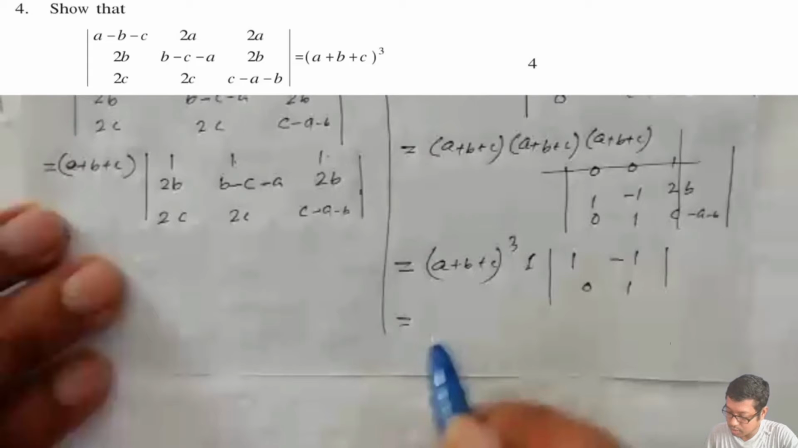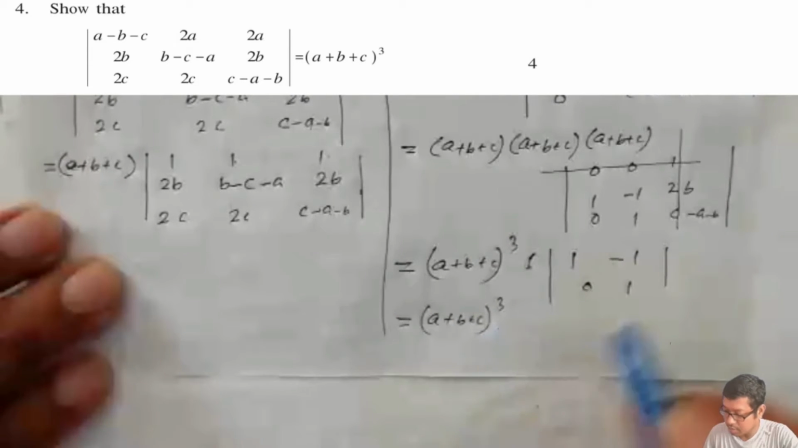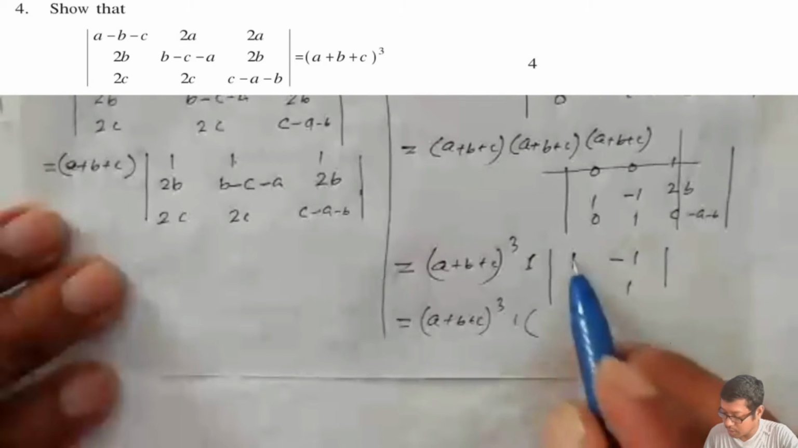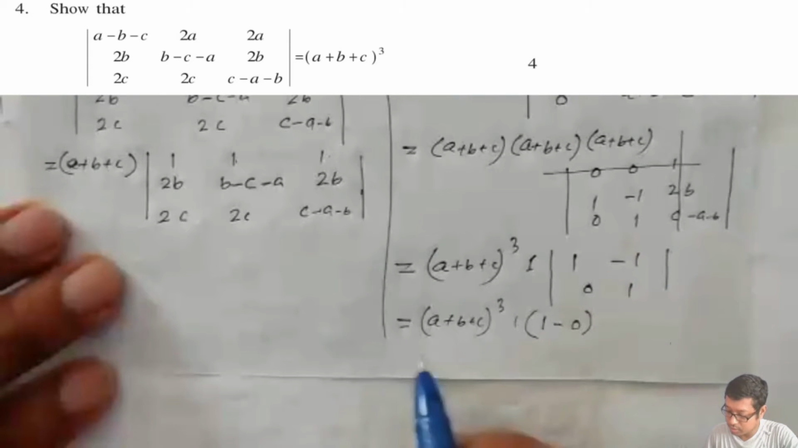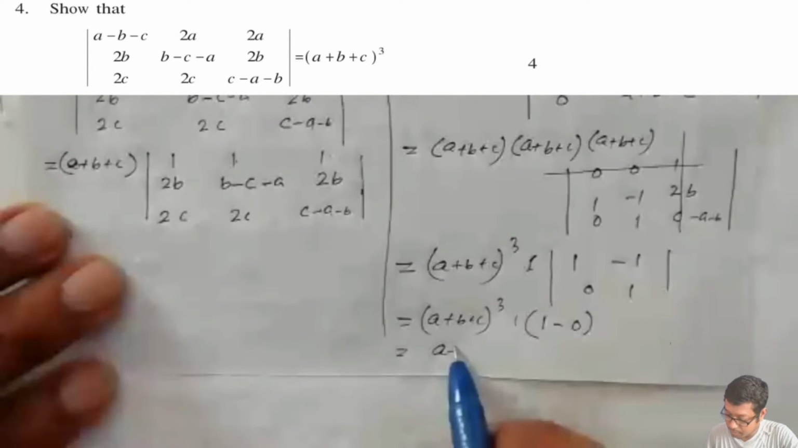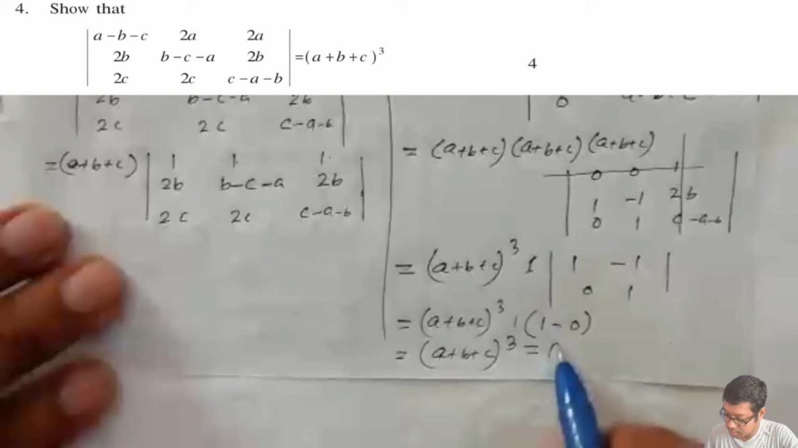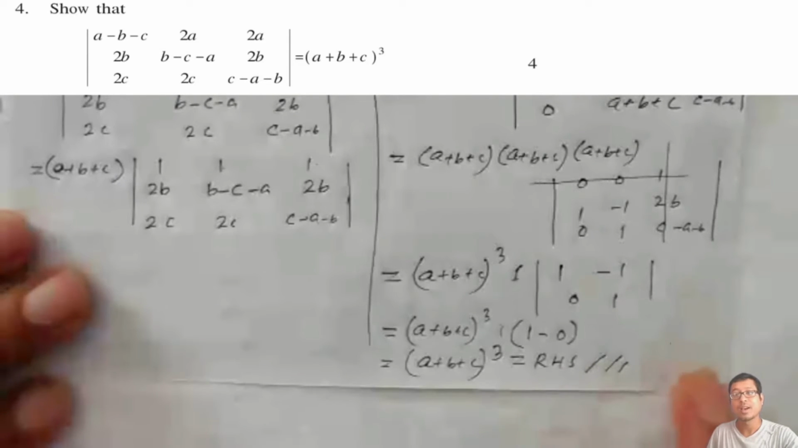So this is equal to (A plus B plus C) whole cube. If I expand this determinant, 1 into 1 is 1 minus 0. So this is equal to (A plus B plus C) whole cube, and this is equal to the right hand side. Okay, fine. That is the answer of this problem.